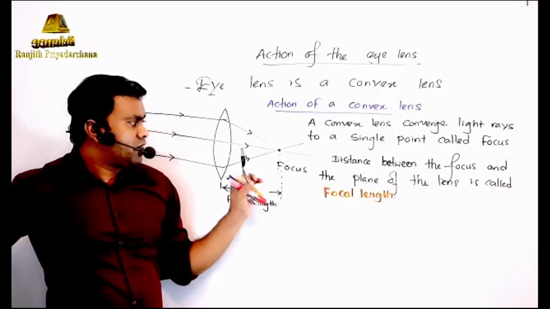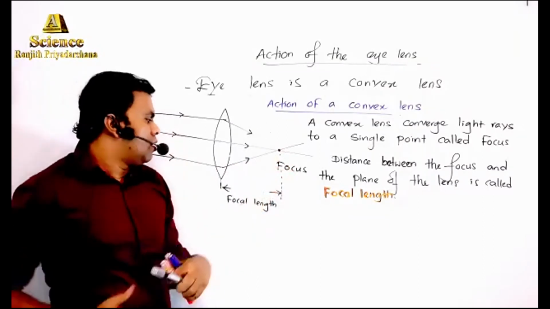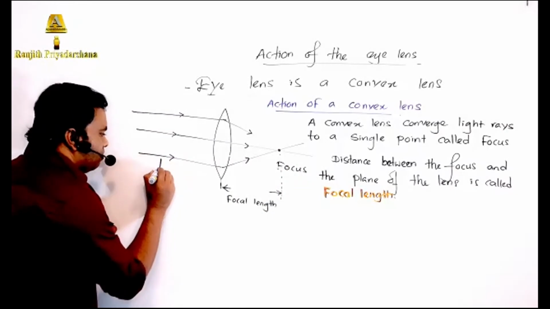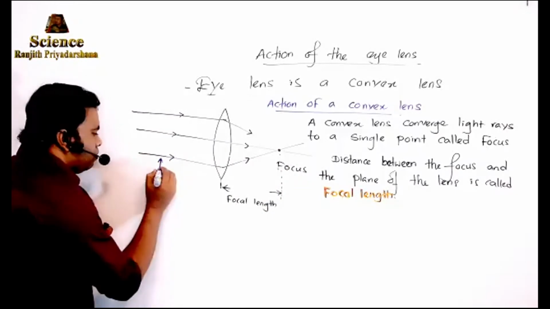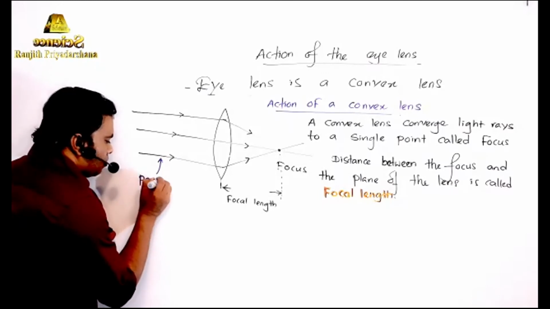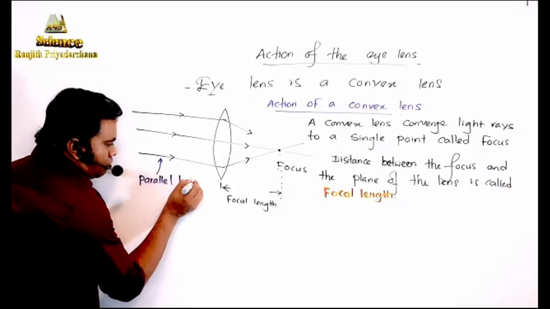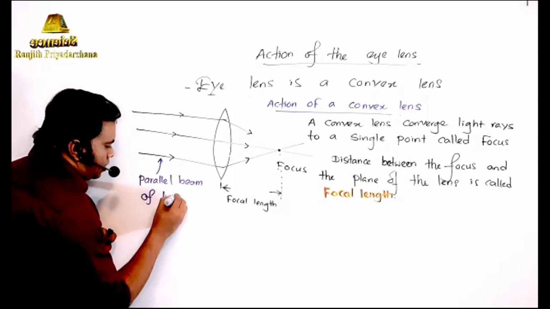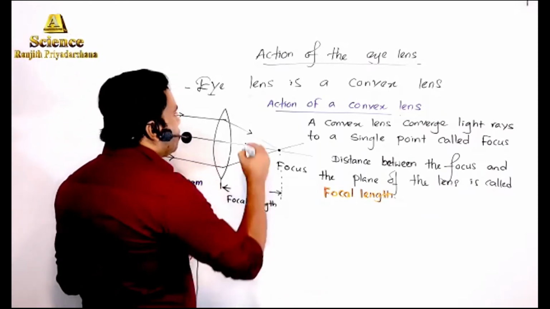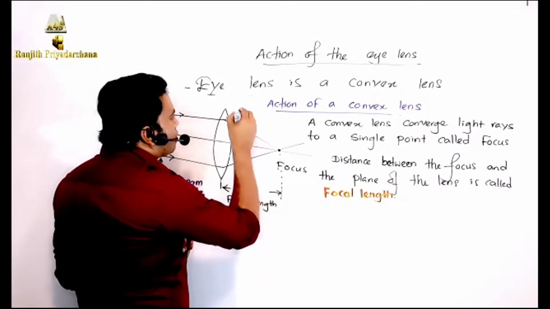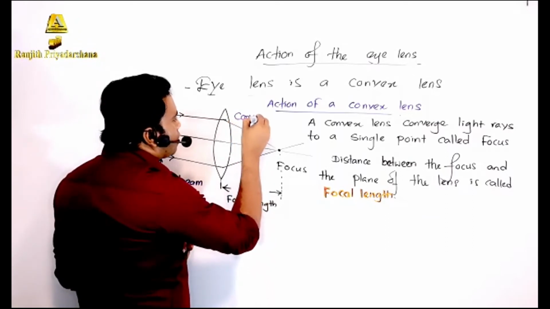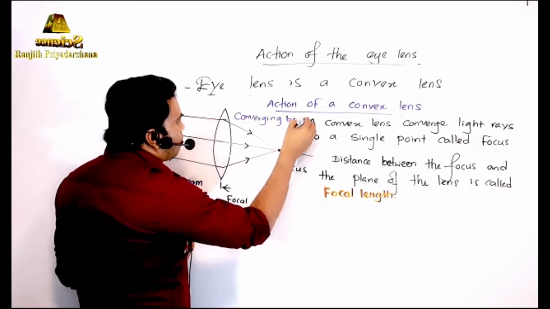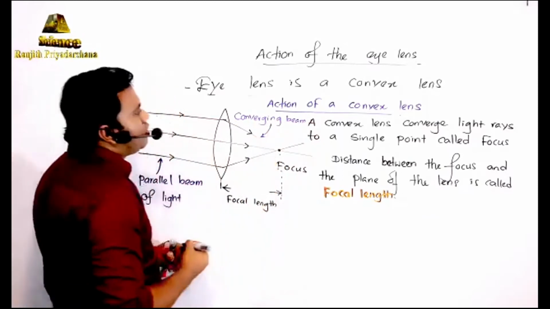This is the action of the convex lens. This is called converging. Okay, let's name the types of rays here. This is a parallel beam of light. This is a converging beam of light.